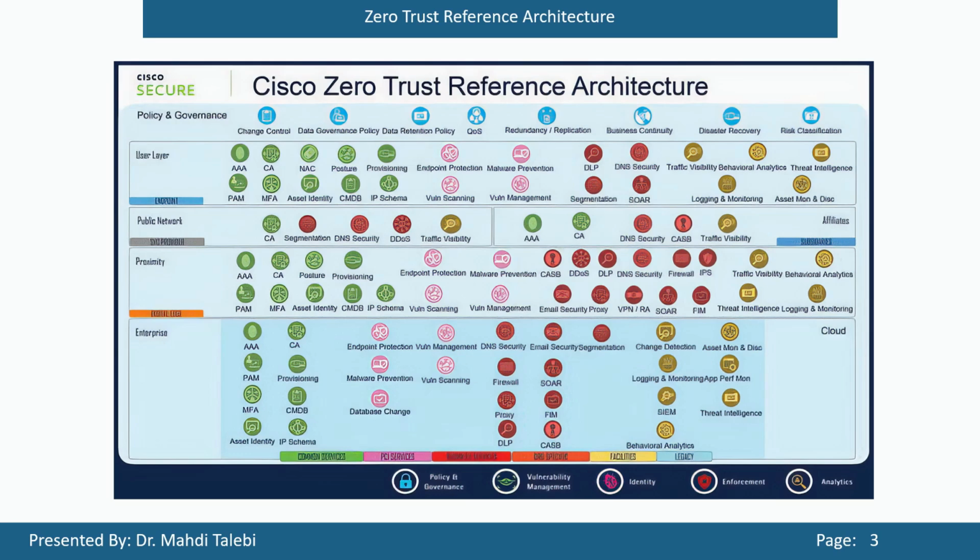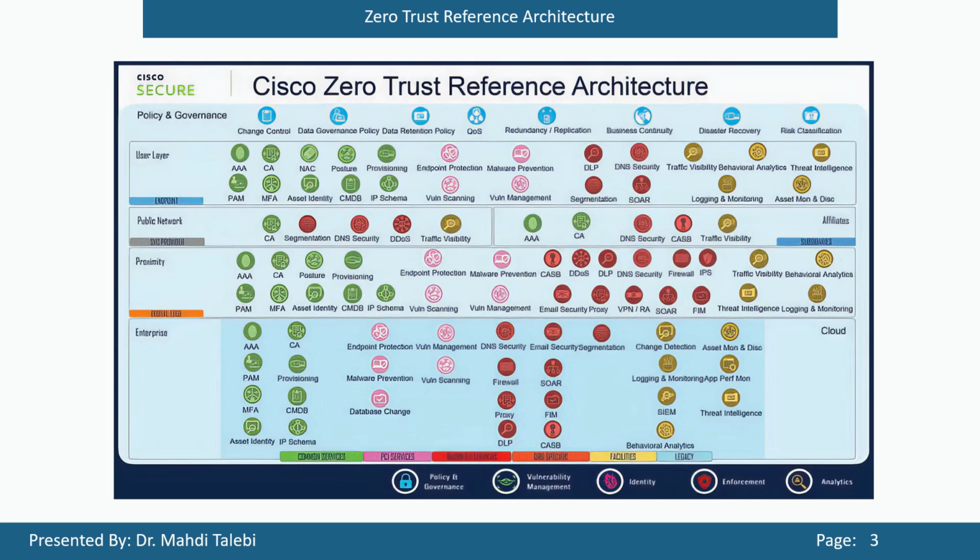3. Identity. A cornerstone of Zero Trust, which involves verifying and managing the credentials of all users and devices attempting to access the network. It includes multi-factor authentication, MFA, and asset identity, which help in providing appropriate access controls based on the verified identity. 4. Enforcement. This is about implementing the access controls and security policies decided under policy and governance. It relies on technologies like intrusion prevention systems, IPS, and firewalls to actively block unauthorized access and segment the network as per agreed-upon security policies.